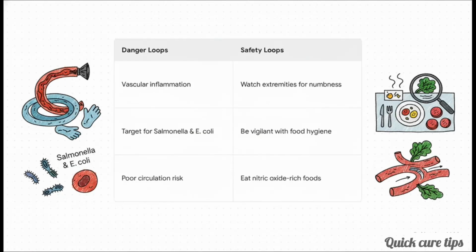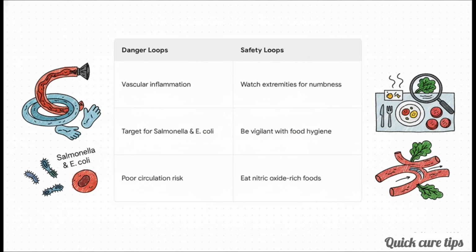For type B folks, the inside of that hose can get rough and inflamed over time, which leads to poor circulation. If your hands and feet are always cold, this could be why. And what's more, your B antigen is like a favorite snack for bacteria like Salmonella and E. coli. So while type O gets slammed by norovirus, type B gets hit way harder by food poisoning.